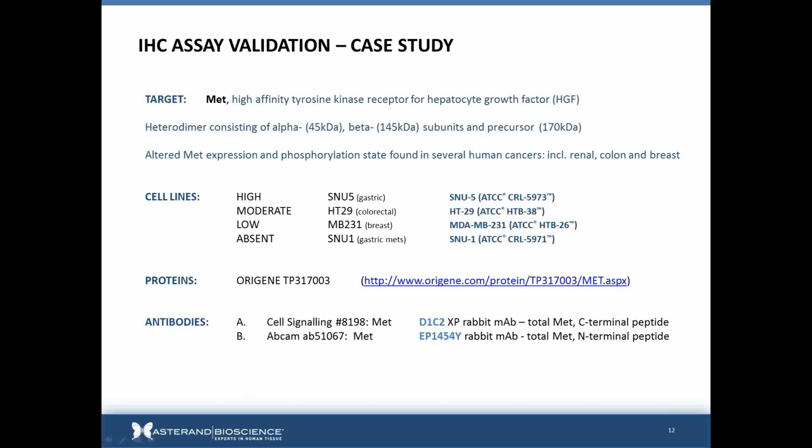In our case study, we're looking at the development of an IHC assay to MET, the high affinity tyrosine kinase receptor to HGF, hepatocyte growth factor. We selected this target because of its importance in a range of human cancers and, crucially, because of the availability of the tools that we needed. In developing the case study, we selected 4 different cell lines with known levels of MET expression. We acquired a full-length recombinant human protein to MET, and there are lots and lots of antibodies to MET. We've just selected a few, and we're going to be showing data from 2. Both antibodies are reported by the manufacturers to be suitable for use in paraffin-embedded sections of human tissues.